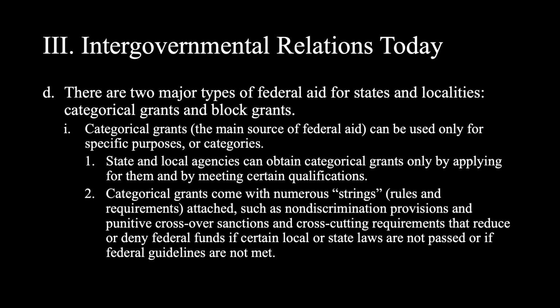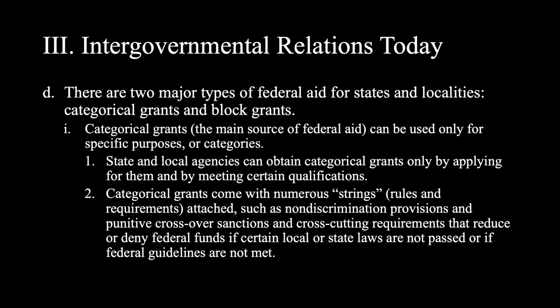Now, categorical grants come with strings attached. These are rules. These are requirements. For example, if you're going to be getting money from the federal government, you're going to have things like non-discrimination provisions put in place. There are punitive crossover sanctions and cross-cutting requirements. In other words, you have to make sure that you're using that money for the thing you're supposed to be using it on. Like I said, in regards to the bullet train, if it turns out you're using the money inappropriately, or for something it wasn't supposed to go for, you can get in trouble for that. These different requirements reduce or can even deny federal funds if certain local or state laws are not passed, or if the federal guidelines are not met.